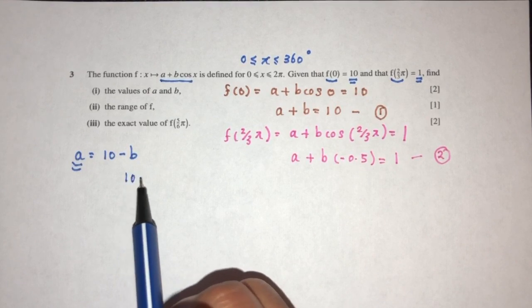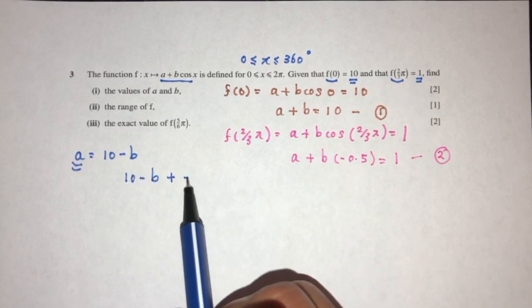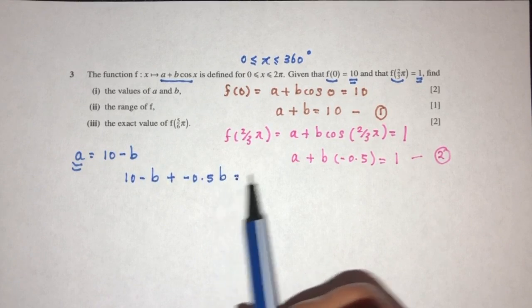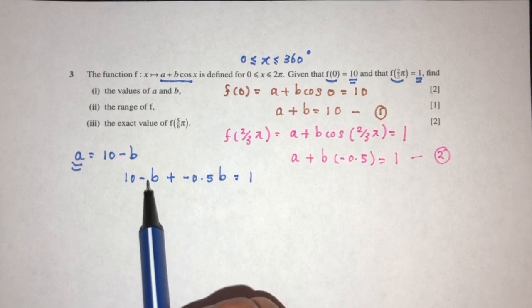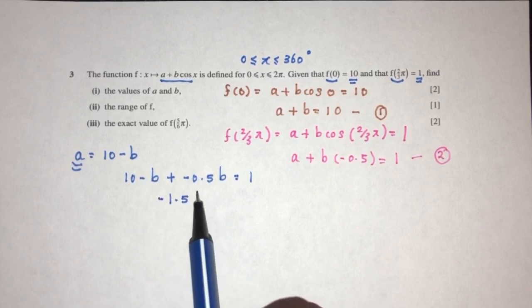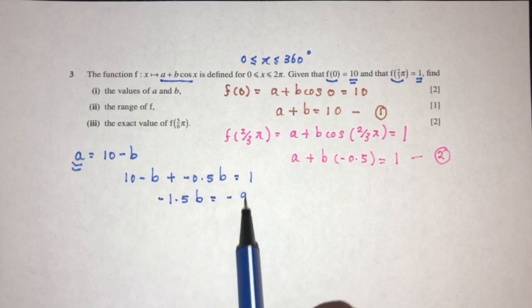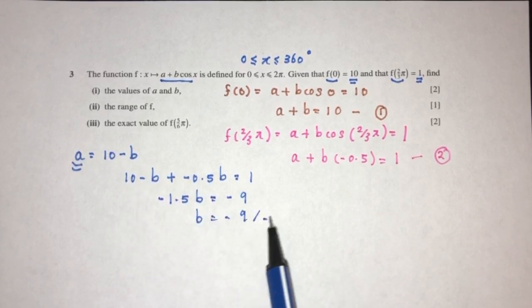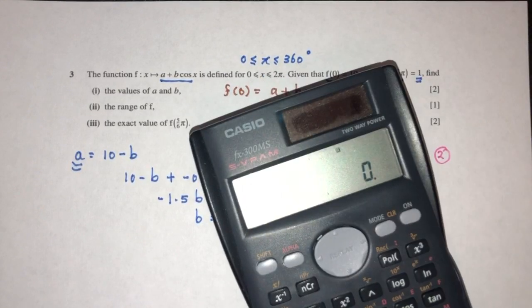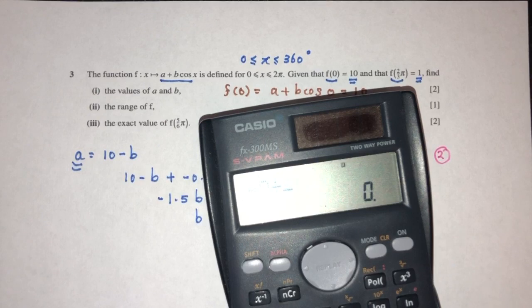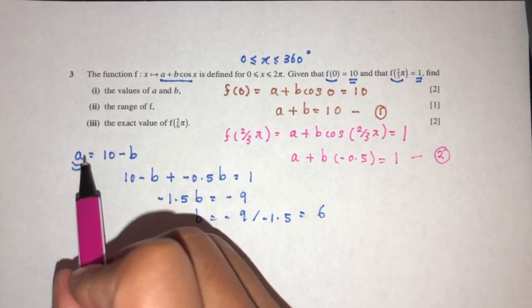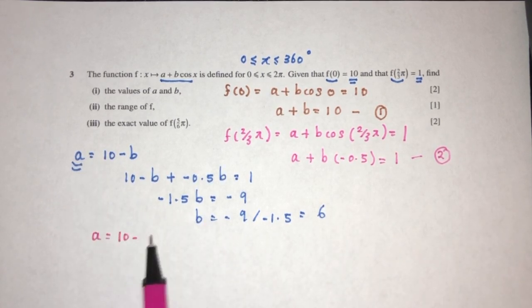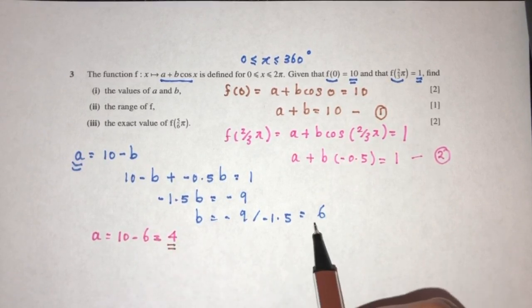You will have 10 minus b plus minus 0.5 b has to be 1. Now we have to send this one over here. So here we have minus 1 minus 0.5 is minus 1.5 b, that should be 1 minus 10, which is minus 9. So b will be minus 9 divided by minus 1.5. That will be 6. Value of b is 6, so we can replace back in the main equation over here to find the value of a. 10 minus 6 will be 4. So part 1 done. So a is 4 and b is 6.